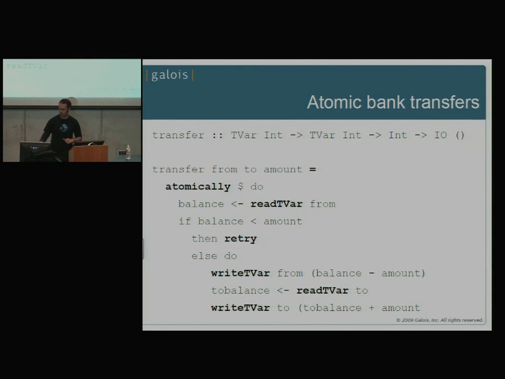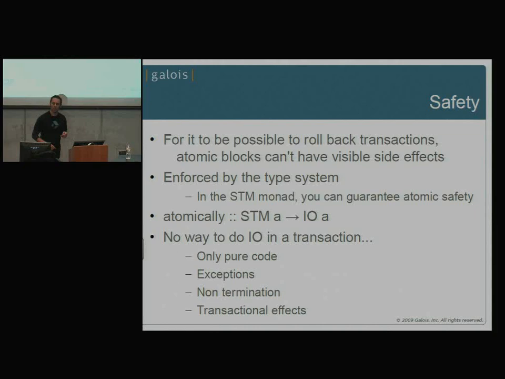So for it to be possible to roll back transactions, like I said, you can't have visible side effects. The type system enforces this. So there's no way to do I/O in a transaction. You can only have pure code. You can throw exceptions. You can have non-termination. That's kind of a side effect. And you can touch this transactional memory, but that's all you can do. Anything else is a compile time error, which makes it safe.